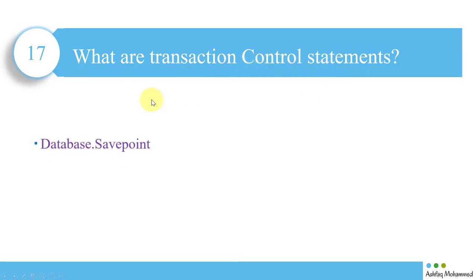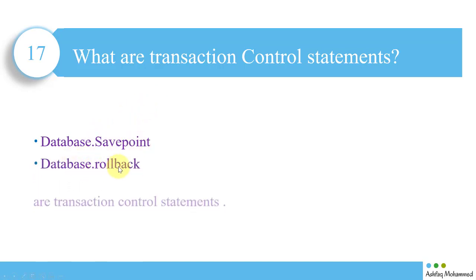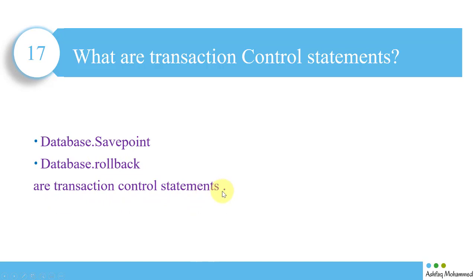Next, question number 17, what are transactional control statements? Database.setSavepoint and Database.rollback are transactional control statements. So if you want to write code in such a format, then we have to use transactional control statements. So these two are the transactional control statements. First, I will start my code with Database.setSavepoint and I will write all my code, and then I will write Database.rollback to roll back this code.